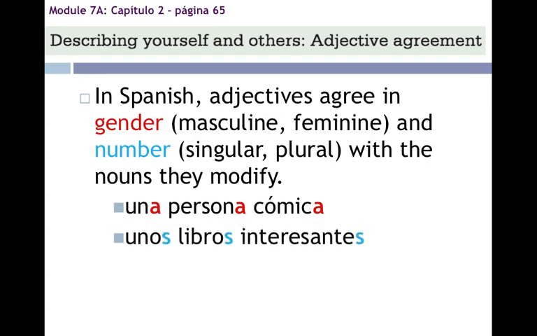We have a masculine plural noun, libros. It takes the masculine plural indefinite article some, unos, in front, and the adjective interesantes is plural following the noun, the plural noun, libros.